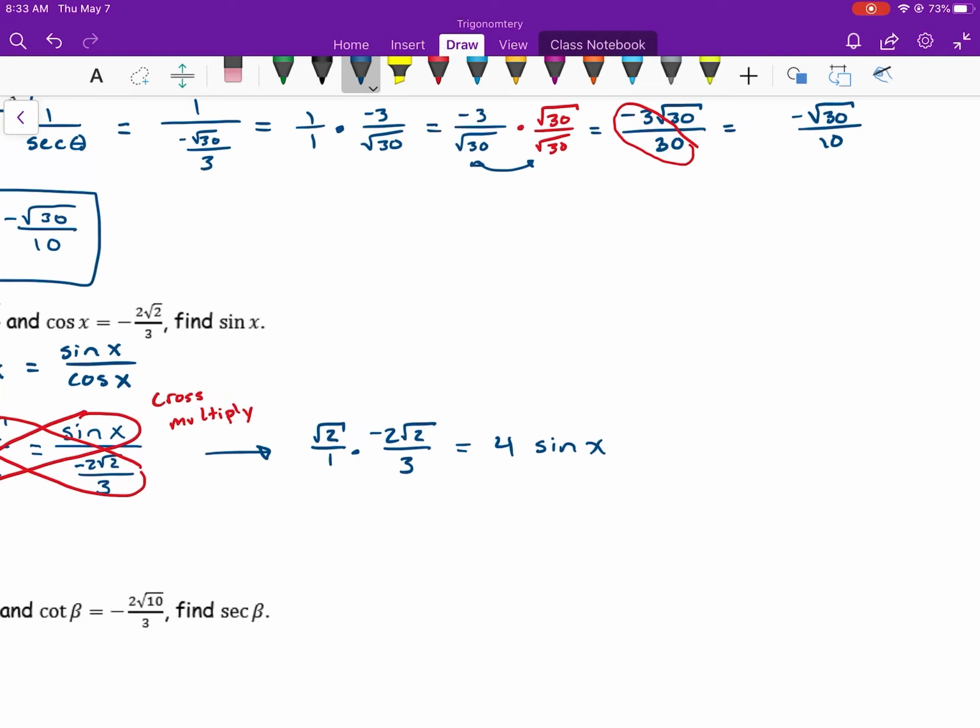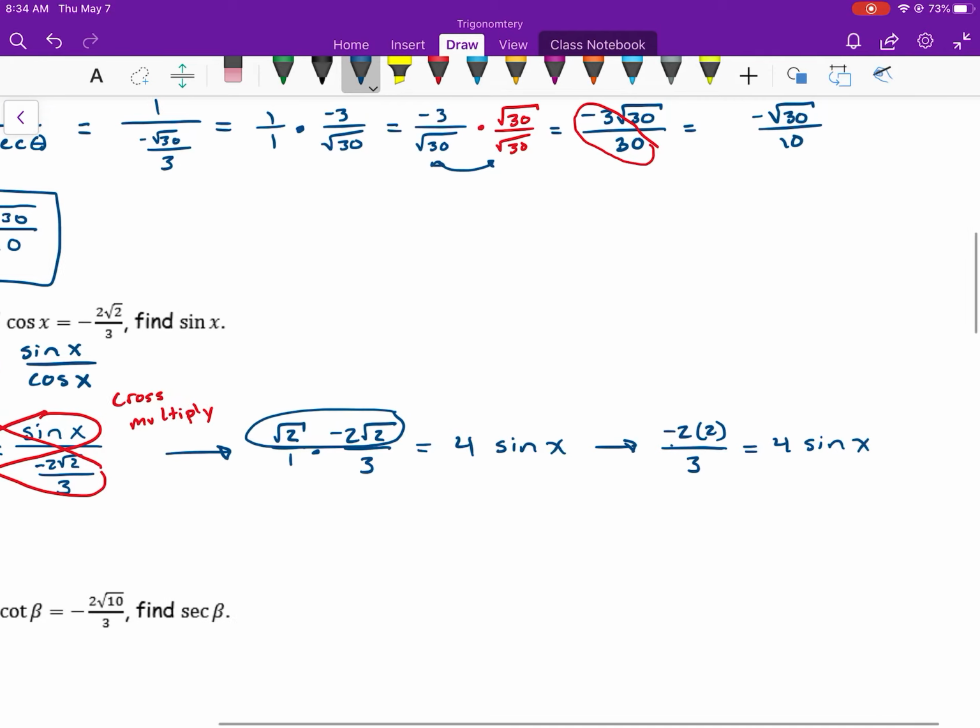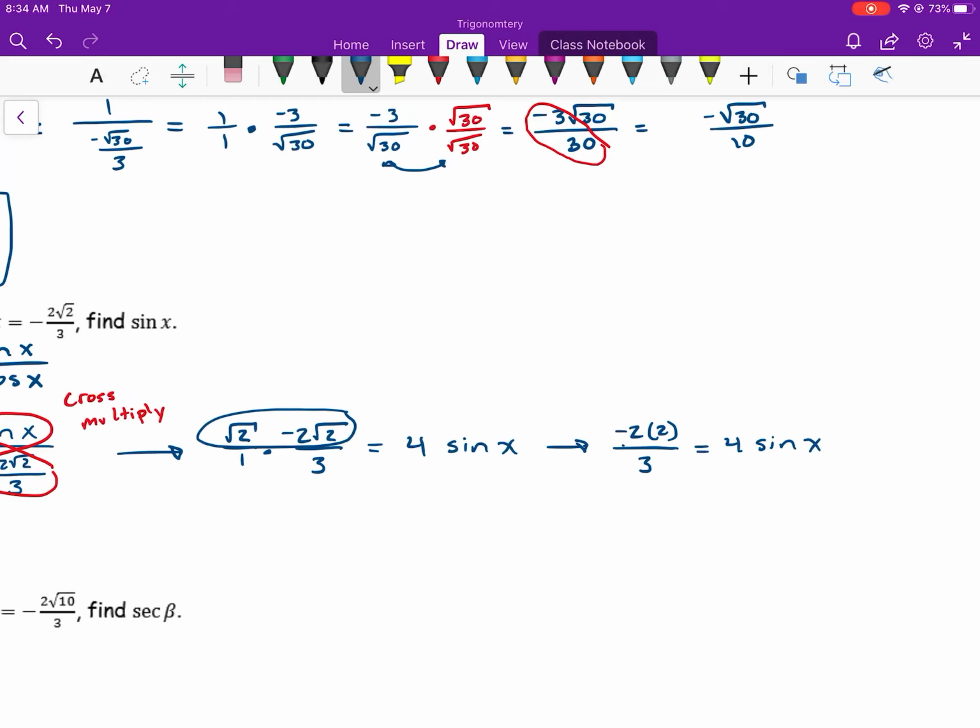Okay, so I'm going to multiply this top here, negative 2 root 2 times square root of 2, the square roots will cancel out. So I'm going to get, actually, I'll work horizontal. So I get negative 2 times 2 over 3, which is equal to 4 sine of x. Okay. And then we get negative 4 over 3 is equal to 4 sine of x.